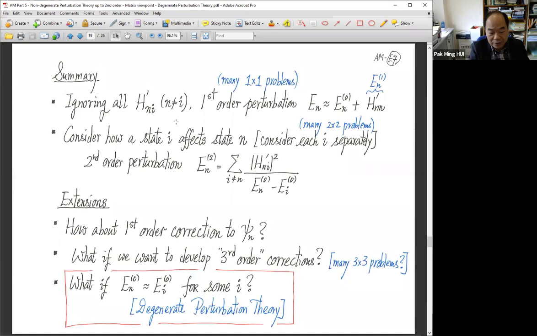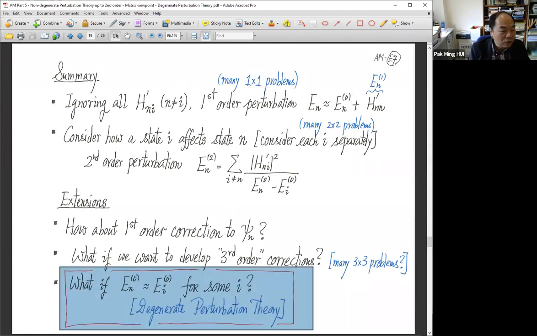So now, the next question is, what if after we read out the 2 by 2, the unperturbed energies that appear in the diagonal elements happen to be close to each other or even the same? All right? Then what to do? We shouldn't use this approximation form, delta squared divided by the energy difference, because that relied on an expansion of the square root.